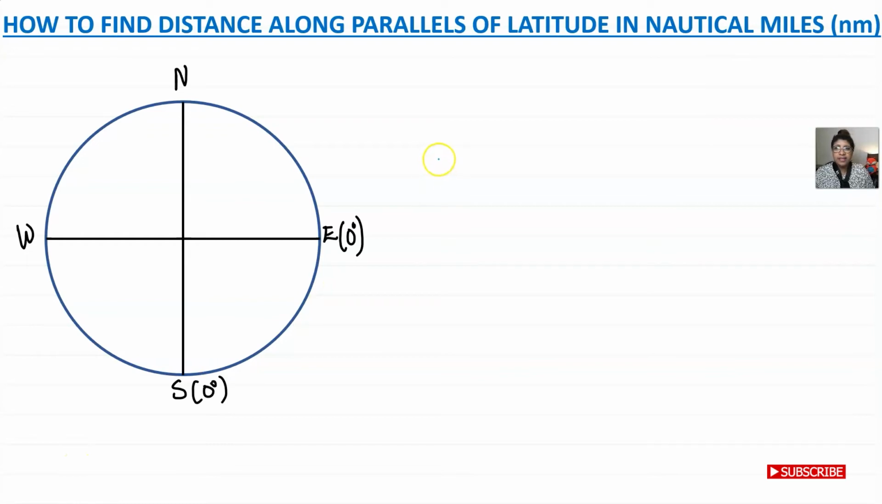So how do we find distance along parallels of latitude in nautical miles? Well, the parallels of latitude are different because they change in size as you go up to the poles. They get smaller, whereas the great circles, the longitude, always have the same radius, so they all have the same circumference. So in this case, the calculation for distance along the parallels of latitude is slightly different.